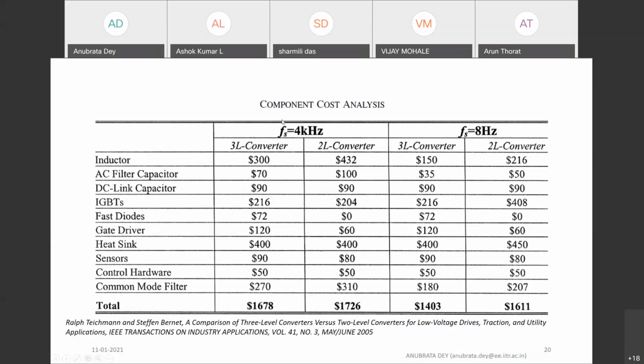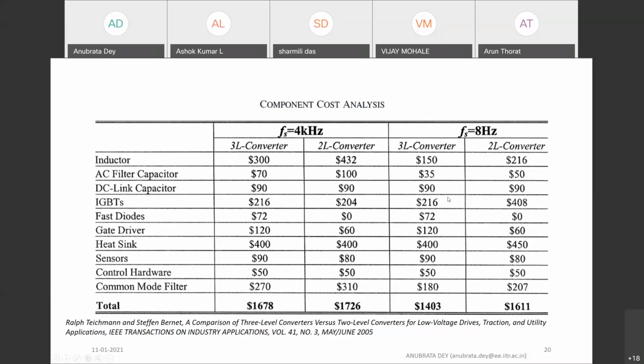For this particular frequency operation, 4 kilohertz, if you compare the 3-level converter and the 2-level converter, it is not only about the switches and the inverter structure, but so many other associated things are involved, like the inductors required for filters, and the AC filter capacitor. If you compare, there is a difference, particularly when Fs is 8 kilohertz, going a little higher. Look at the money involved in inductors. There is a lot of difference; the 3-level inductor size got reduced, so you are saving money on the inductors.